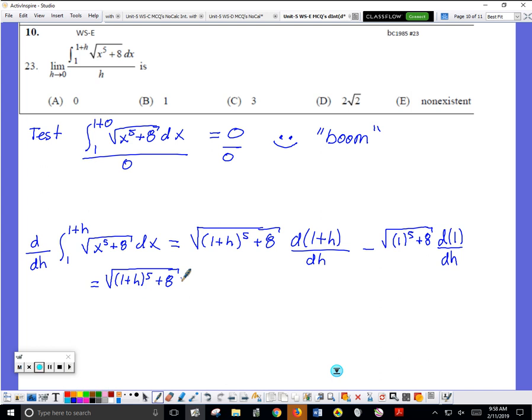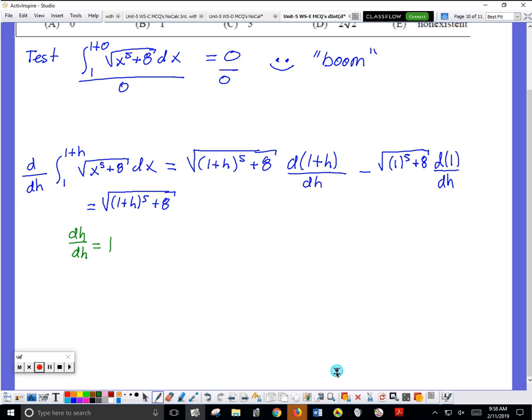Questions? Wait, so then you would take that and you would find the bottom of it and then you would make a new limit problem. So the bottom is just h, so we're going to go dh over dh. That's 1. Now we can create our new limit problem.